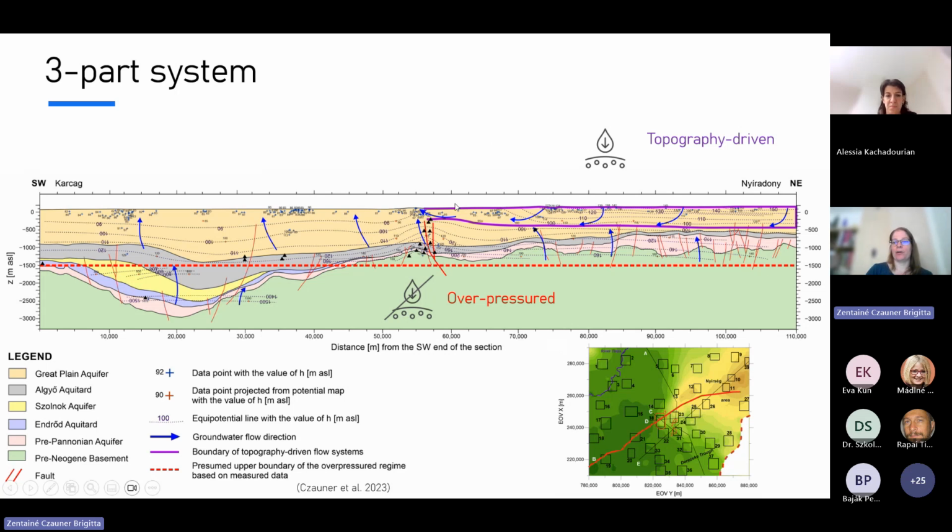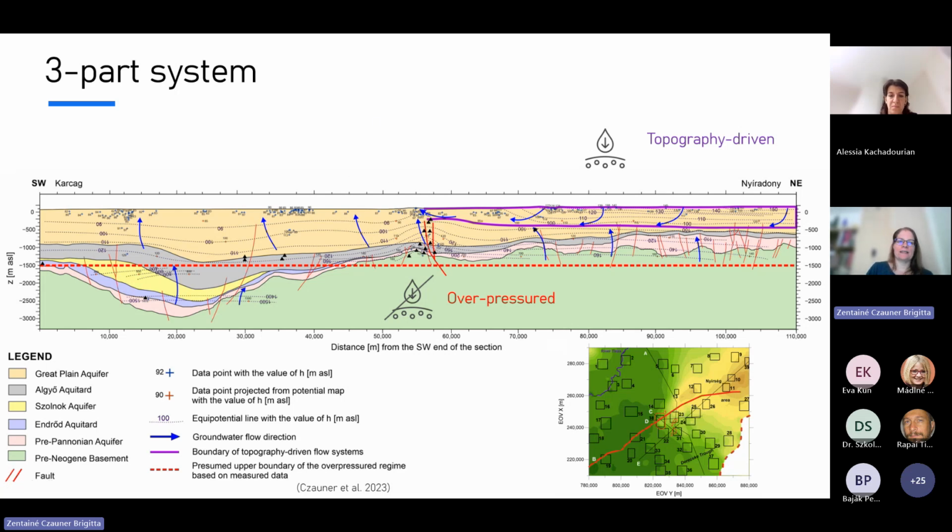This part of the section, marked by the purple line, shows the actual topography-driven groundwater flow systems, which has a recharge area, so groundwater replenishment, in the northeastern part of the study area. Then somewhere around the middle of the section, the flow lines turn upward, and the discharge area can be found from the middle of the section and in the southwestern half of the section.